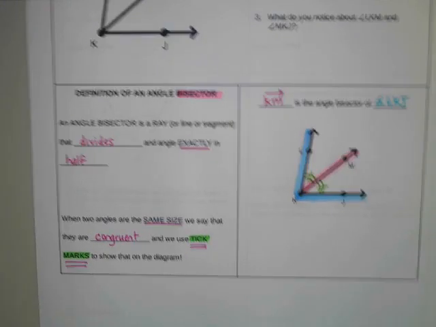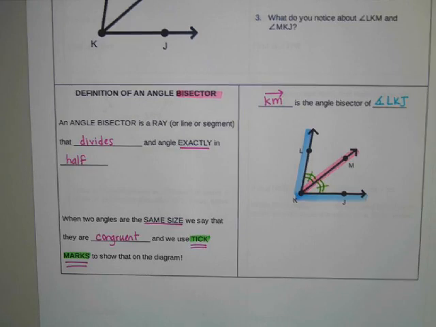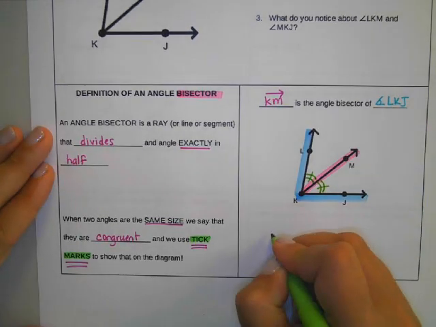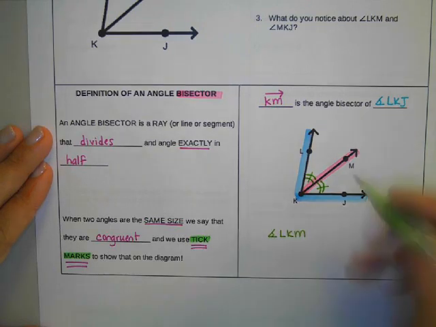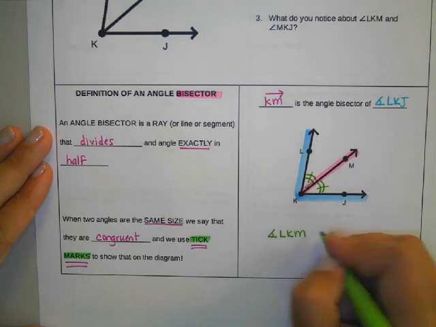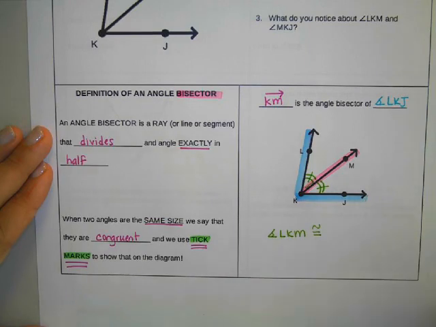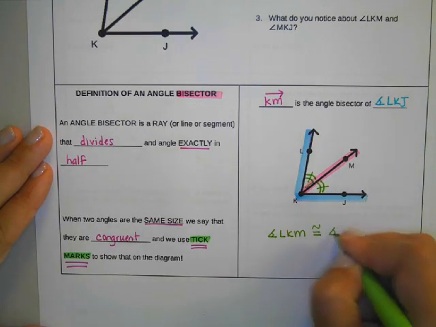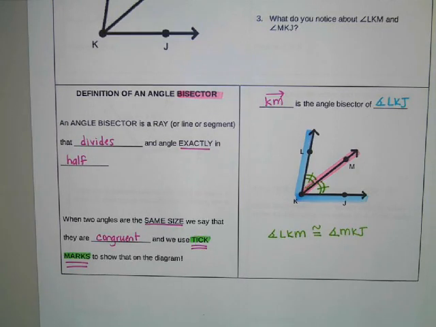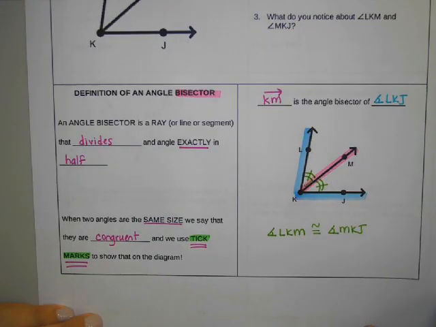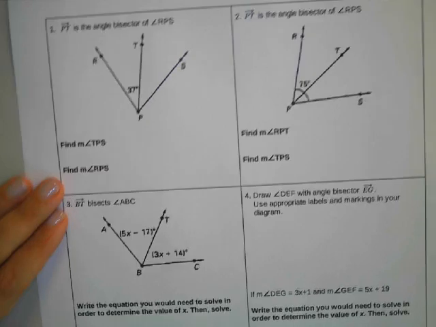Now, because of that, I can write a statement saying that these angles are congruent. So I can say that angle LKM, which is this smaller angle, is congruent to angle MKJ because of the fact that we have an angle bisector. Now that's going to allow us to solve some problems.